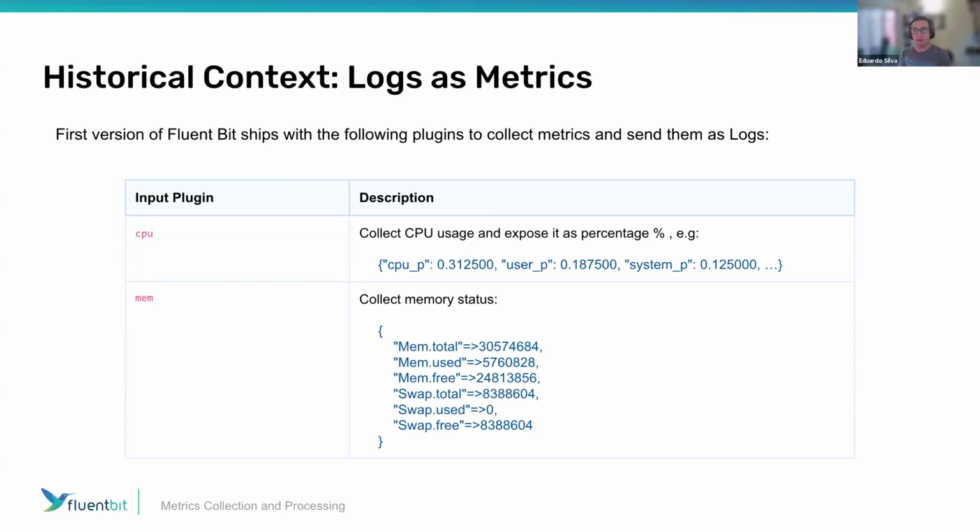And those two plugins were for CPU and memory. Those plugins still exist today for Linux. But the difference is that they ship the metrics as logs, right? So for example, the CPU plugin reads the proc file system, checks all the CPU cycles for every single core and generates metrics.